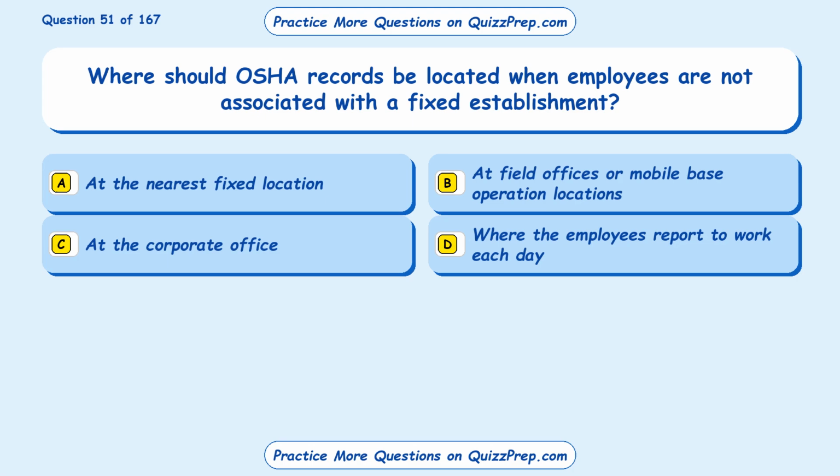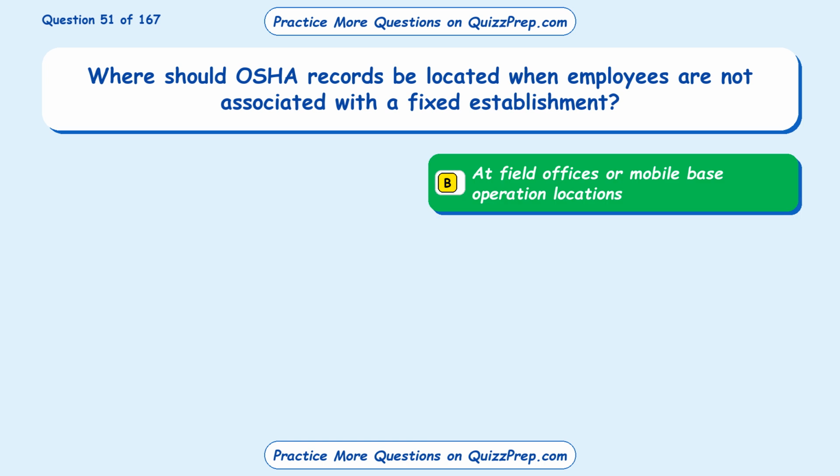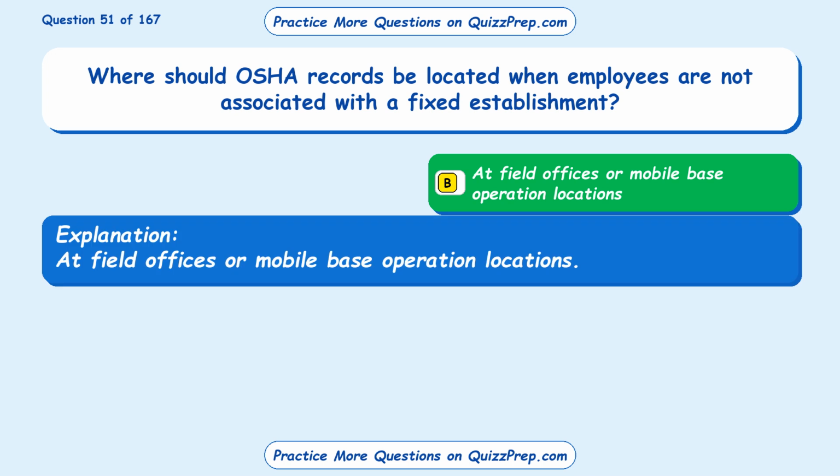Question 51. Where should OSHA records be located when employees are not associated with a fixed establishment? Option A, at the nearest fixed location. Option B, at field offices or mobile base operation locations. Option C, at the corporate office. Option D, where the employees report to work each day. The correct answer is option B, at field offices or mobile base operation locations.